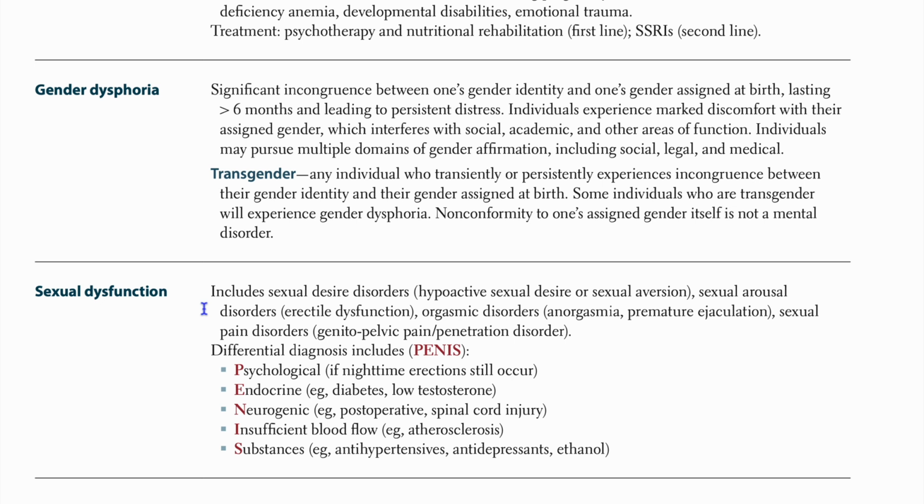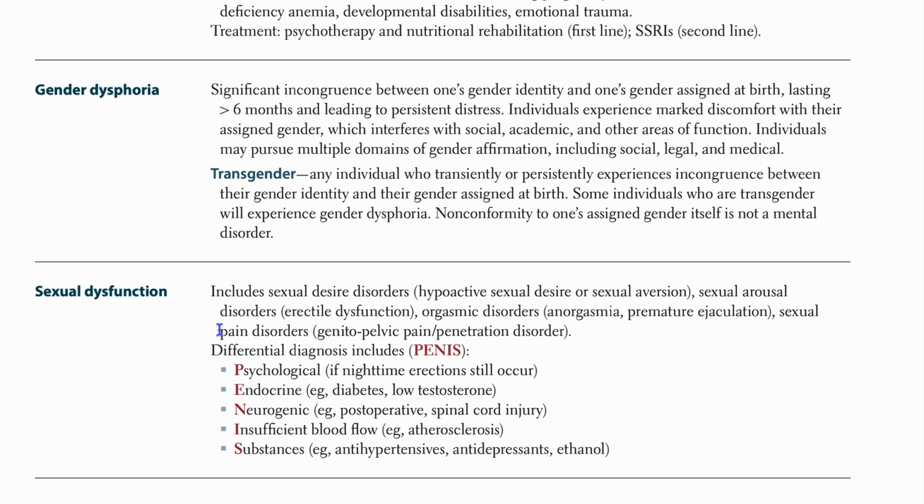P for psychological, if nighttime erections still occur. Okay, so they'll give you a question, and the scenario is going to be about some guy coming in concerned about why he can't keep it up. So he'll give you history, and the history will say that he does have morning erections, but when they're trying to get it on, it doesn't happen. So that's because it's psychological.